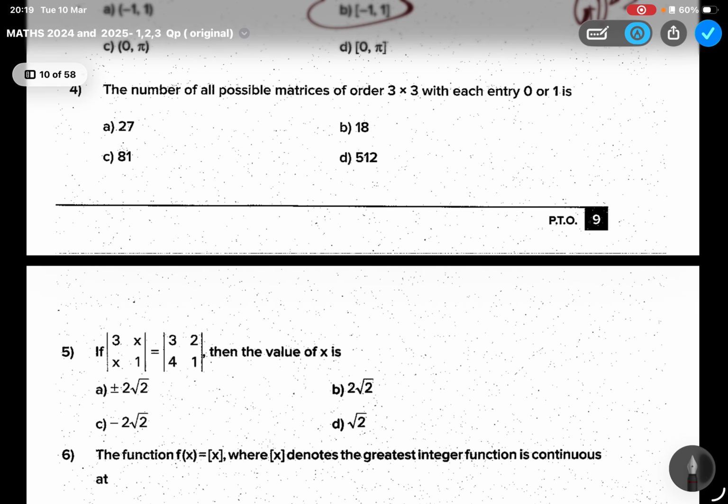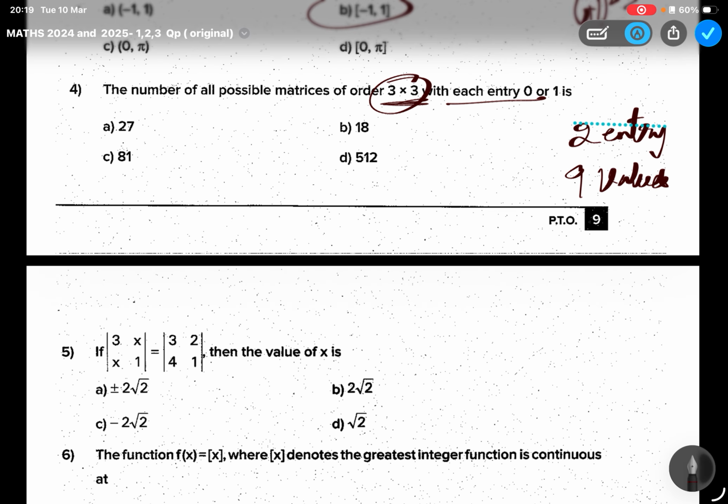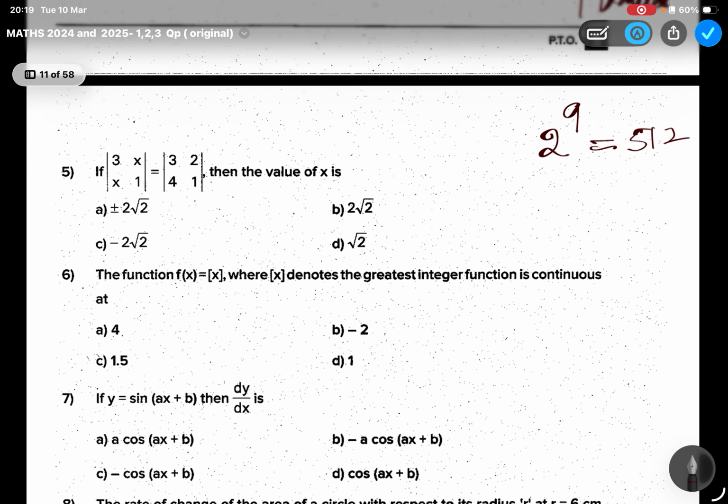The number of all possible matrices of 3 cross 3 with each entry 0 and 1. How many entries are there here? There are 9 entries. Here 3 cross 3, how many elements? 9 elements. So it means there are two possibilities for each of the 9 values. Then the answer is 2 to the power 9. You will get the answer.